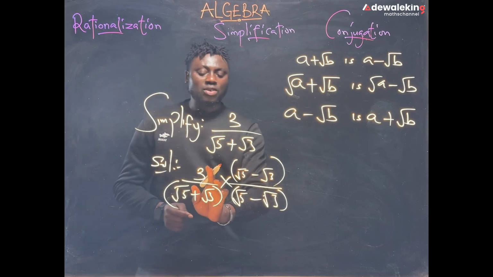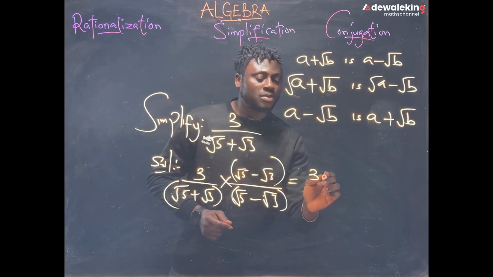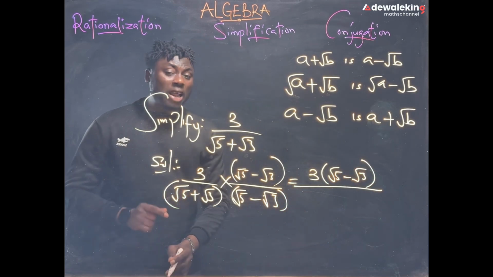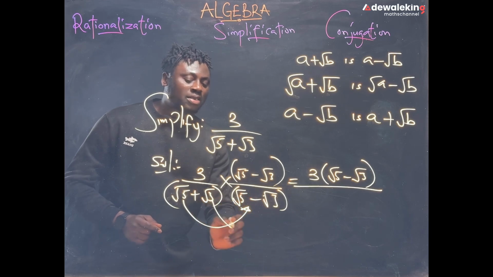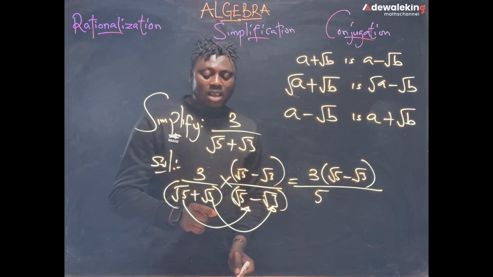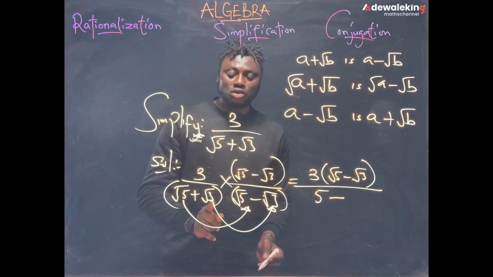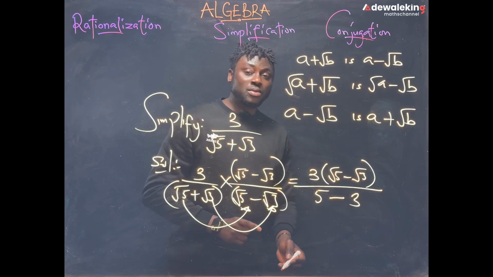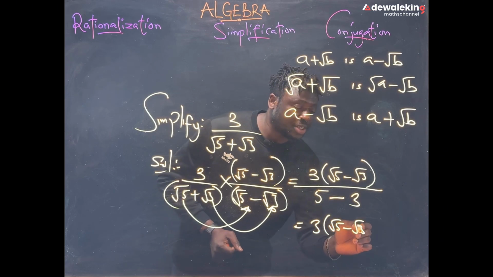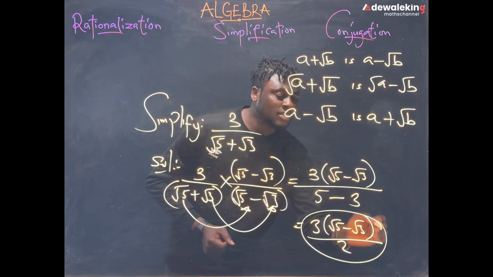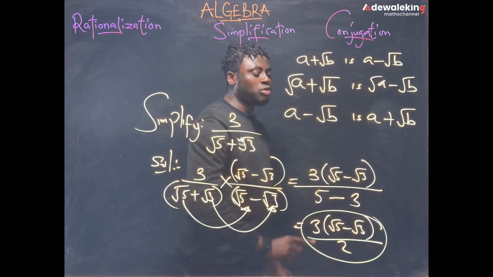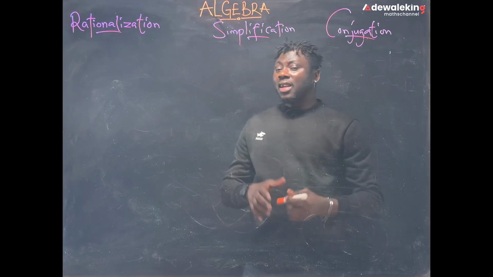To multiply this, you just say 3 times this. This will give us 3 bracket root 5 minus root 3 over, now to multiply the conjugate, multiply this to this, multiply this to this, and that's all. So we'll say root 5 times root 5 will give us 5, and plus times minus is minus. So root 3 times root 3 will give us 3. So this will give us 3 root 5 minus root 3 over 2, and this will be the answer. So the answer is 3 over 2 bracket root 5 minus root 3. That is the answer. Let's take another question.